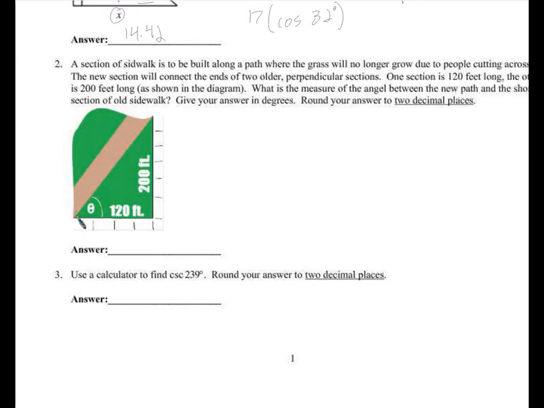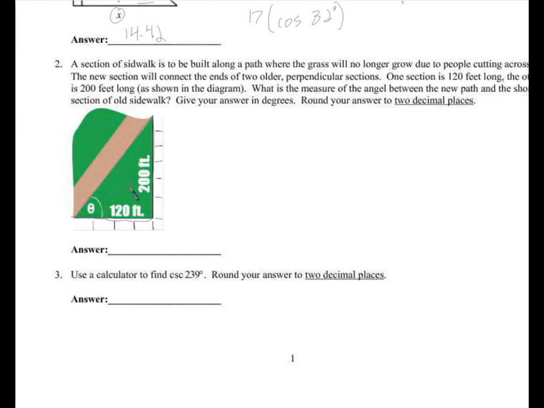All right, you see a triangle here. Here's the angle that we want to find. We know that this length of sidewalk is 200 feet. This length of sidewalk is 120 feet. And so we want to know what the angle here is.